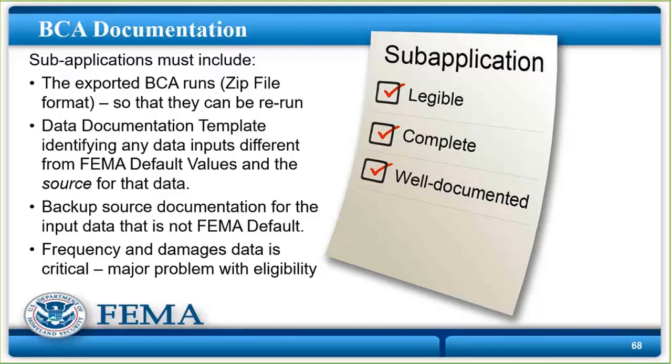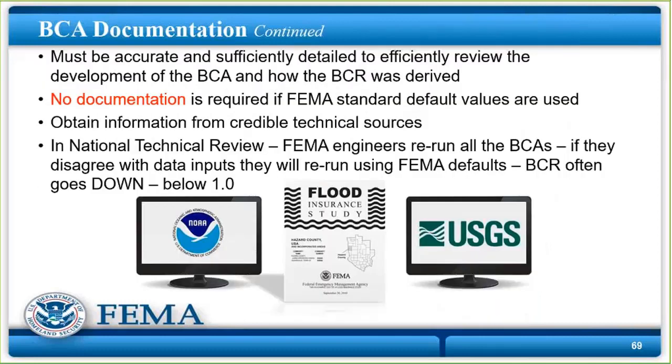Data documentation template is something that goes through all the different fields and says, well, if you use the FEMA defaults, great. If you're not using the FEMA defaults, what are you using and why, and what's the source for that data? And then you have to attach the source for that data as well. If you're just using the FEMA defaults, you don't have to worry about that. The frequency of flooding events and damage or earthquake or whatever and the damages data is really critical, and it's been a major problem with eligibility determination. BCA documentation must be accurate and sufficiently detailed to effectively and efficiently review the development of the BCA and how the benefit cost ratio was derived. The benefit cost ratio, of course, has to be 1.0 or greater.